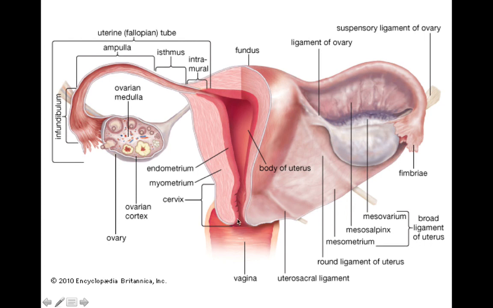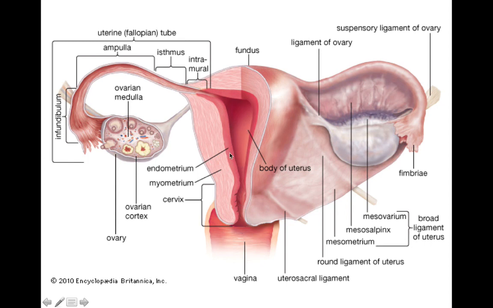Now the center here, we have our external os, which then leads into our cervical canal, and then an internal os, which is deeper within the body of the uterus. Now, the cervical canal is typically plugged with mucus, and that mucus serves protective functions to prevent bacteria from entering the uterus and pelvic cavity by way of the vagina.